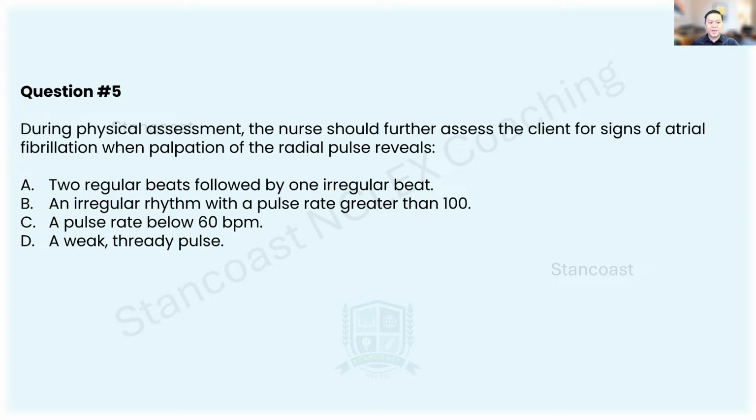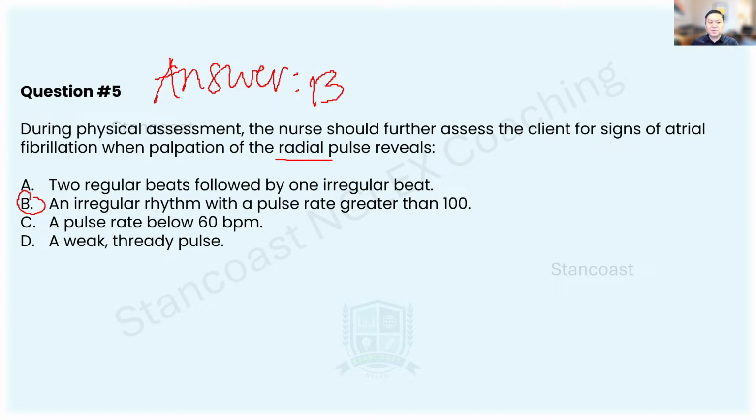We're talking about the radial pulse assessment. What do you think would be the correct answer? So, the correct answer here, guys, is letter B. Very good. An irregular rhythm with a pulse rate greater than 100 beats per minute. That is our classic assessment finding in our distal pulse check.